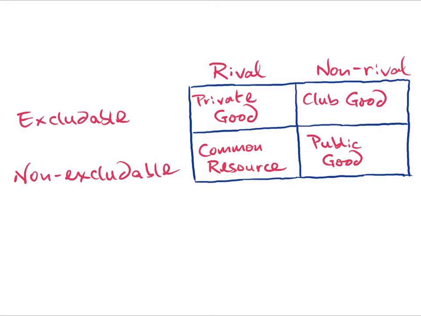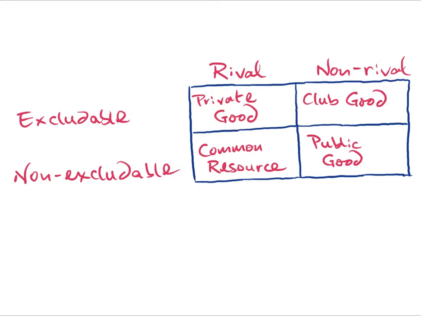Other examples of club goods might be resources at a university. For the most part, many people can use the library. One person using the library doesn't interfere with other people using the library. So it's almost a public good, except it's accessible only to people who are members of the club, in this case, the university. Okay, so it's excludable, which means that it is a club good.